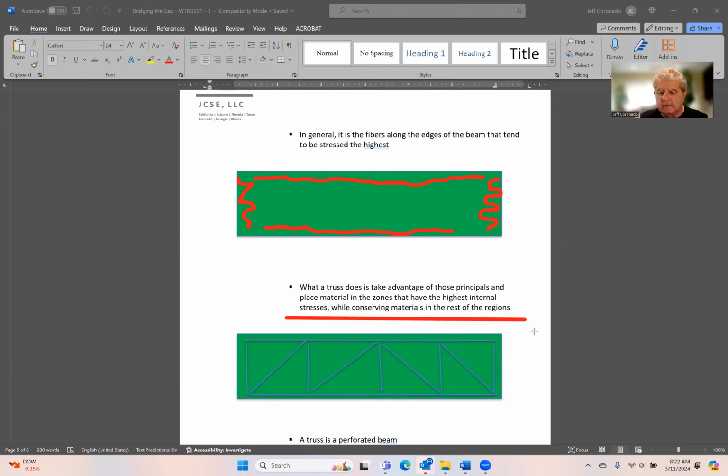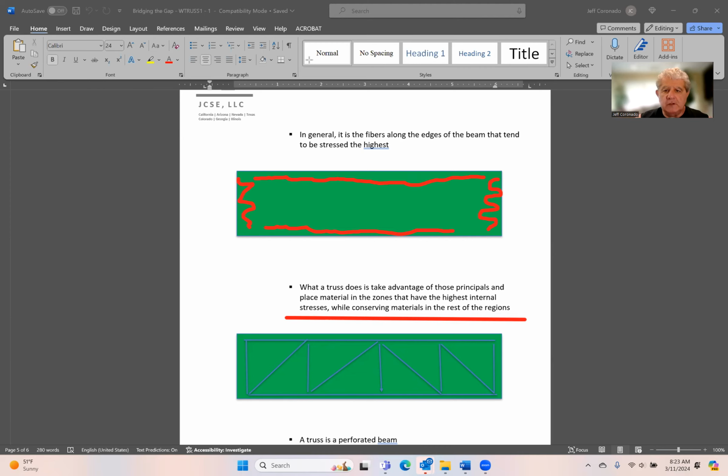What a truss does is that it takes advantage of those principles that I just mentioned and places material in the zones that have the highest internal stresses while conserving materials in the rest of the regions. So what we do is the truss takes advantage of those principles.